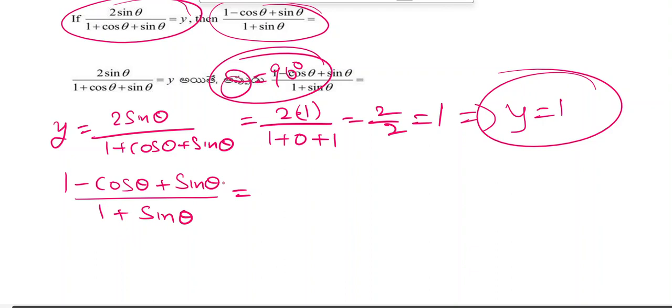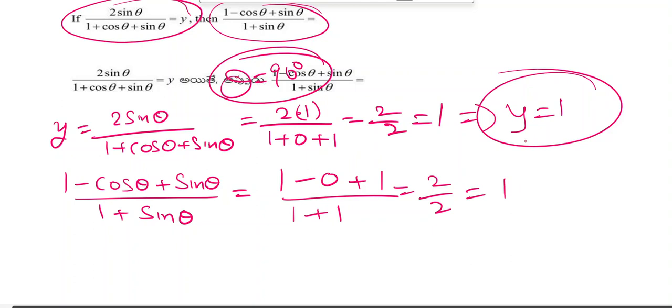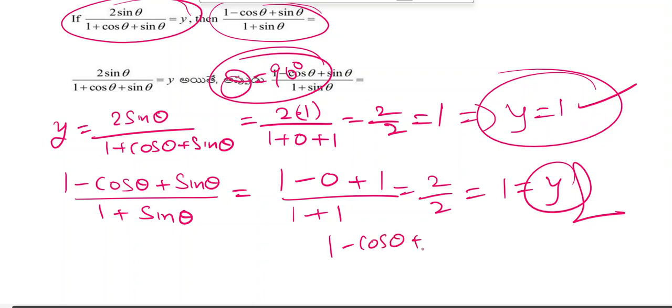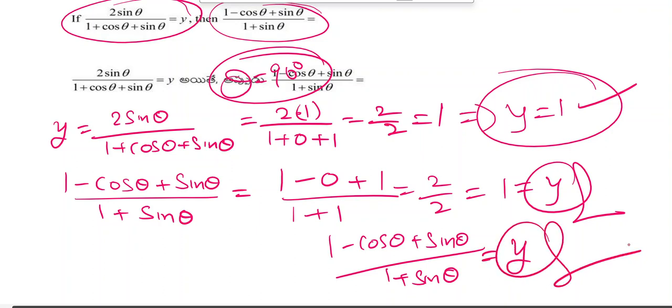Substituting theta is equal to 90 in this expression, that is 1 minus cos 90, which is 0, plus sin 90, which is 1, by 1 plus sin 90, which is 1. That is 2 by 2 is equal to 1. Here the y value is 1, so this is equal to 1. Our value of 1 minus cos theta plus sin theta by 1 plus sin theta is also y. That is the final answer.